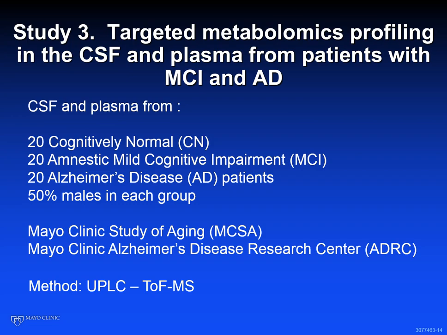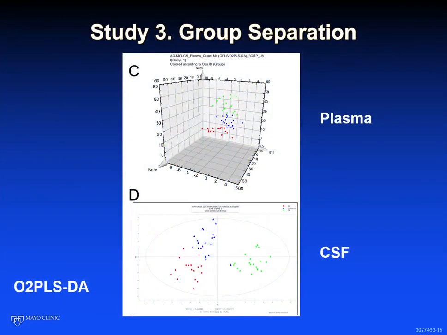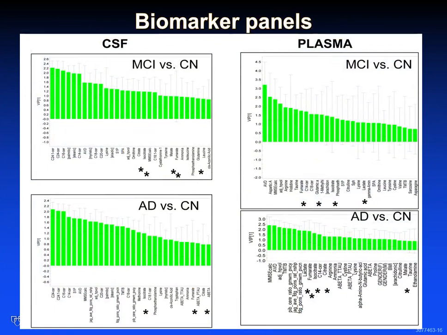So we applied a targeted approach to see whether we can now nail down the particular metabolites based on our non-targeted approach. With this targeted approach, when we looked at lipids, amino acids, TCA cycle, and fatty acids, we were able to separate the groups pretty well in CSF and plasma. And in biomarker panels, you can now look at the 30 most affected metabolites. With the asterisks, you can see components of the TCA cycle.